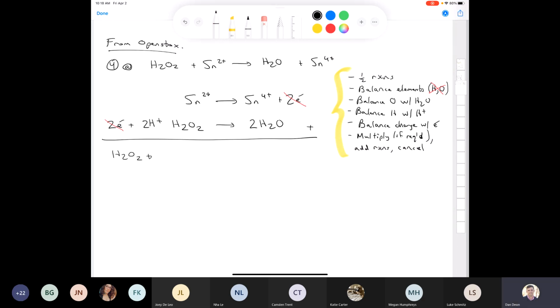Now we end up with H2O2 plus tin 2 plus 2 protons produces tin 4 plus 2 H2O.